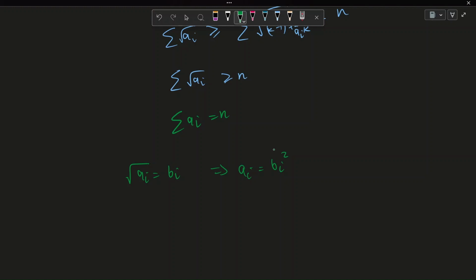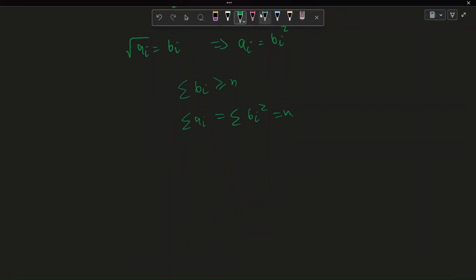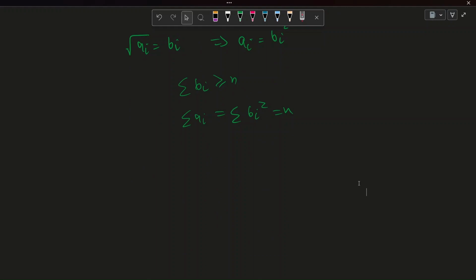So what these two conditions become is that summation of bi is greater than or equal to n, and summation of ai, which is equal to summation of bi square, is equal to n. This is what we get. Now, so this is what we had got, summation of bi square equal to n.